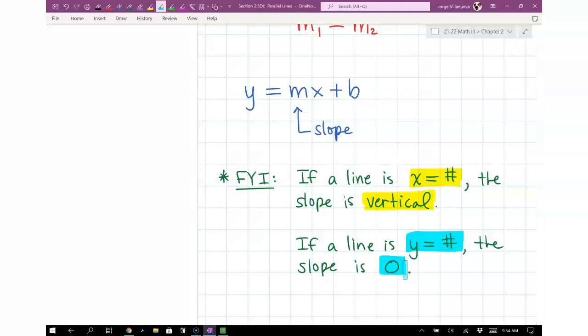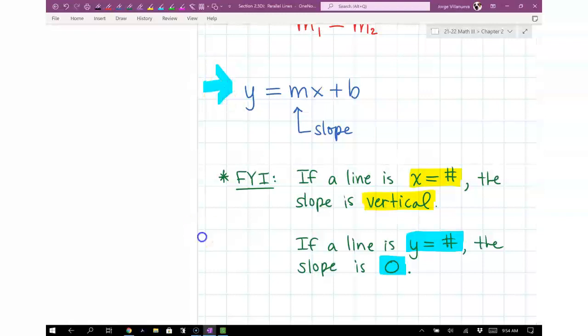So just a couple little things you should keep on the side of your notes. That way when you're doing the homework, you can say, oh, I remember seeing x equals 5, so my slope is going to be vertical. If it's y equal to 3, my slope is 0. Those are things you have to remember. If it's not that case, if you have two variables, like 2x plus 3y equals 7, then you're going to want to solve using y equals mx plus b, and then find your slope.